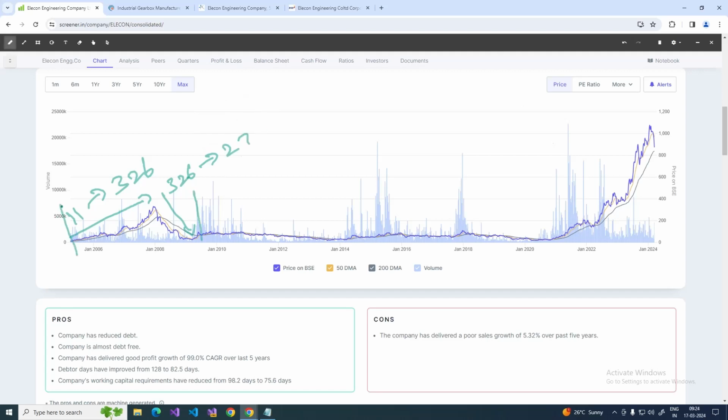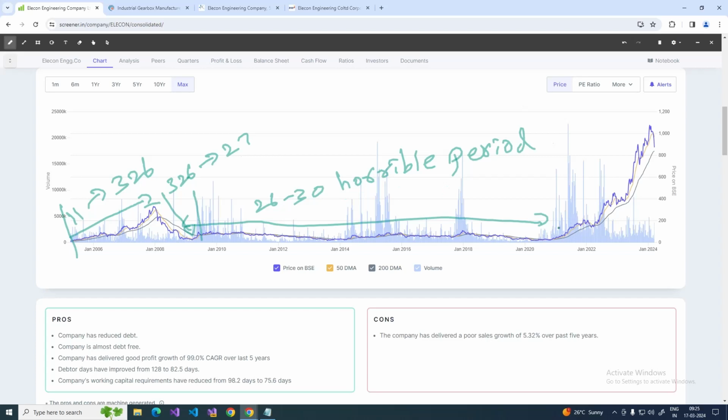We need to find why there was such a drastic change. So 11 rupees to 326, and then 326 to 27. Remaining from 2009 to 2020, the price is in the range of 26 rupees to 30 rupees. So here from 2019 to 2020 the price is constant. This is a horrible period. So if anyone bought here at 326, the price decreased to 27 rupees. So this is a horrible period. And then 2019 to 2020, the price is constant. So this is also a horrible period.